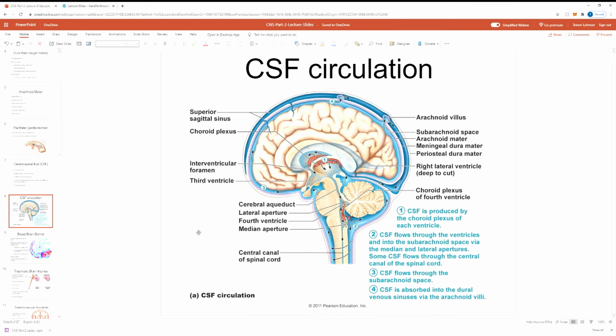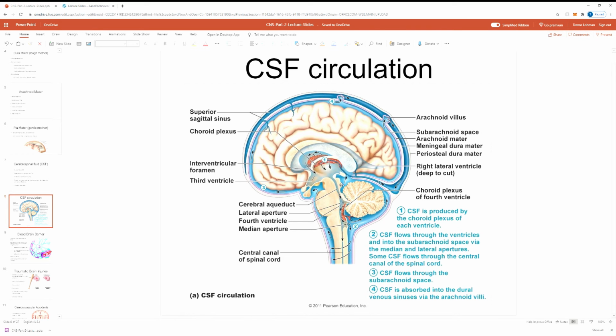And we can see that on this slide here. This is a cool slide. You don't have to memorize this by any means, but you can see that there are these specialized capillary, I hesitate to call them capillary beds, but this plexus of blood vessels that releases cerebrospinal fluid into the ventricles. So you can see some here in ventricle 1. I'm sorry, that's technically the 3rd ventricle. And then you can see some here down in the 4th ventricle. And they release cerebrospinal fluid.